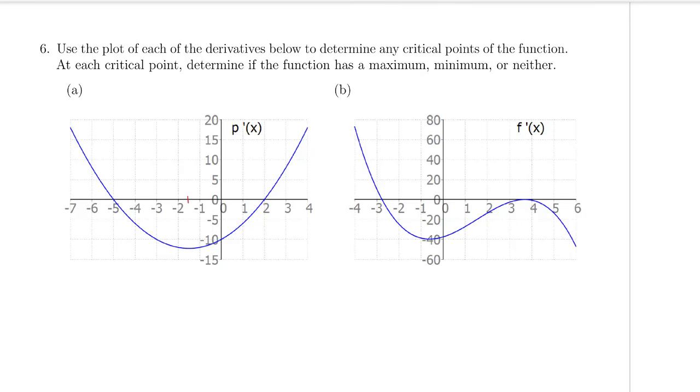So how do we find minima of P given P prime? Well, we follow that test, right? The test says that we should find critical points, and those are places where the derivative is 0.